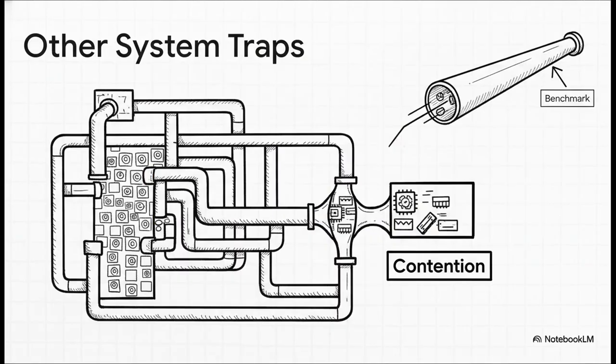And it doesn't stop there, right? You've got network hiccups causing jitter. You've got different parts of the system fighting over the same resources like CPU cores or memory bandwidth. And this is why benchmarks can be so deceiving. They're often run in a perfect little bubble that looks absolutely nothing like the chaotic reality of a live production environment.